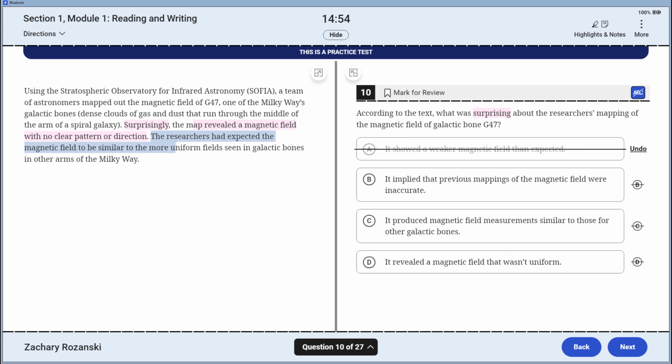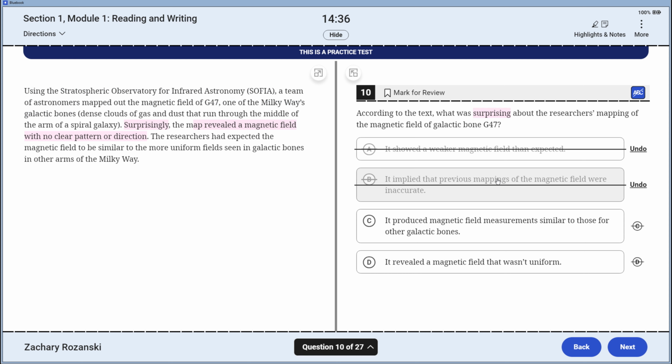I'm skimming to see if it is saying that researchers had expected it to be more similar. So their expectation doesn't seem to be coming from ones that were accurate and flawed. So I'm going to move past that. One of the Milky Way's galactic bones. So B's going to fall because it's just not supported in the text.